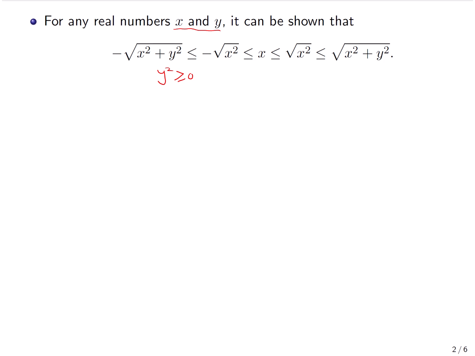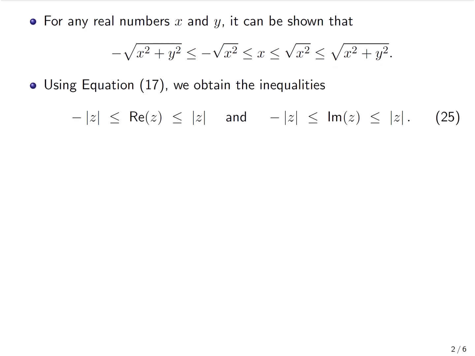And the same thing happens with this side. You can see y squared is greater than or equal to 0, so this term should be bigger than that. And then you also know that square root of x squared means the absolute value, so that is bigger than the x value. You can write a similar thing for the y term as well. Because of this, now we have this interesting result.